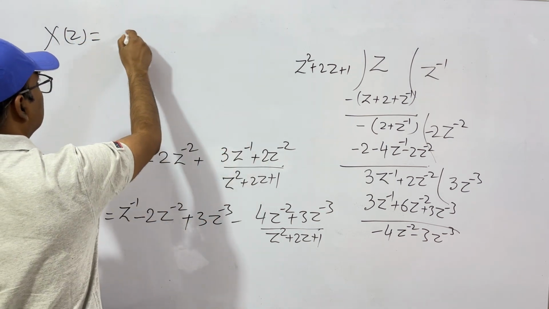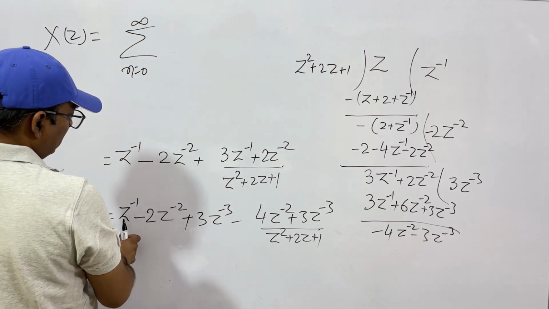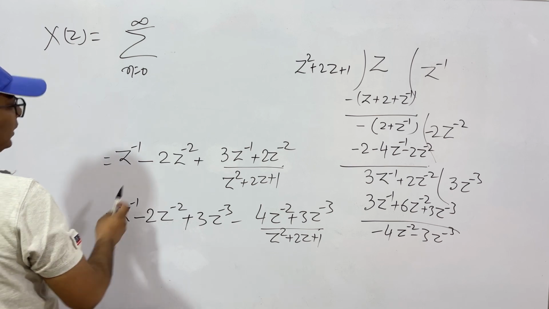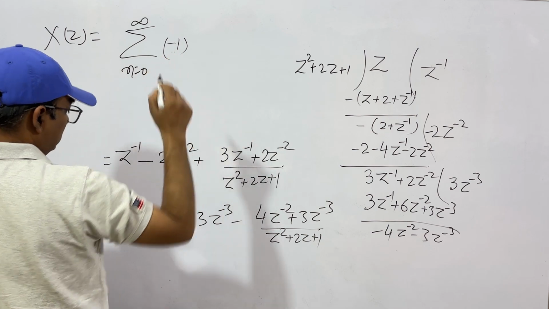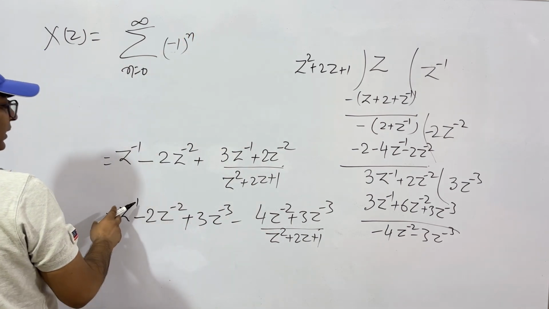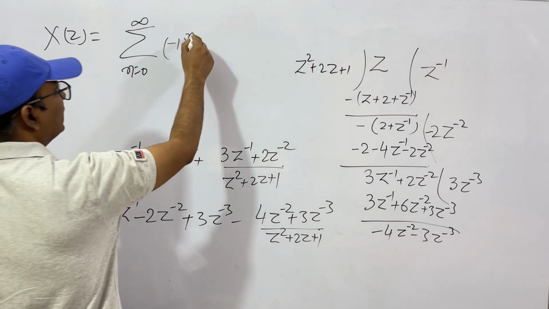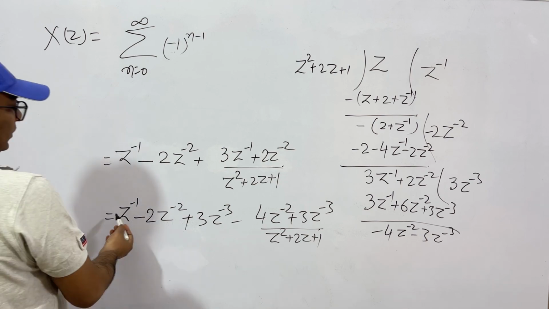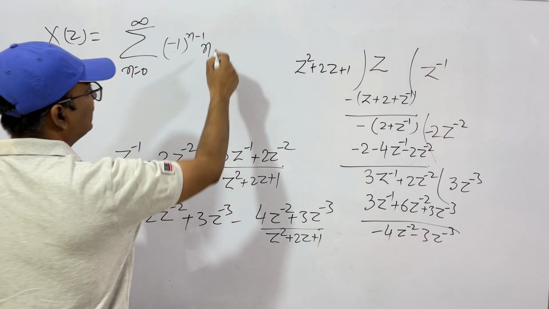We can write it like this. This is n equal to 0 to infinity. The first term is positive. Okay, so what we'll do, see, if we take minus 1 to the power n, no, if we take minus n, this will be minus, so we'll take n minus 1. Okay, now this is 1, 2, 3, so n, and then we have z minus n.